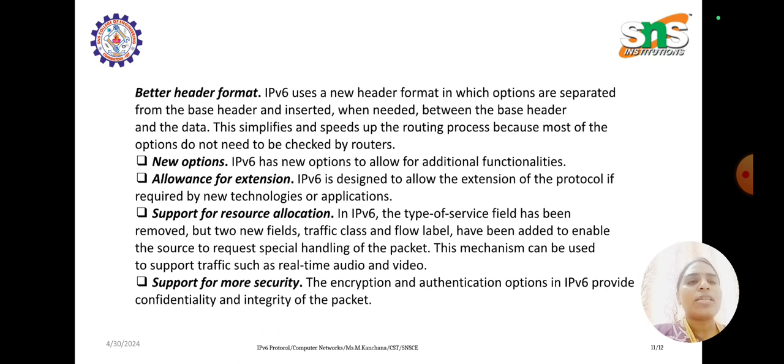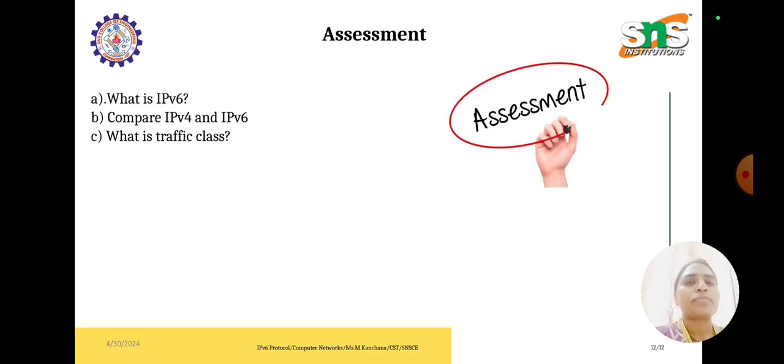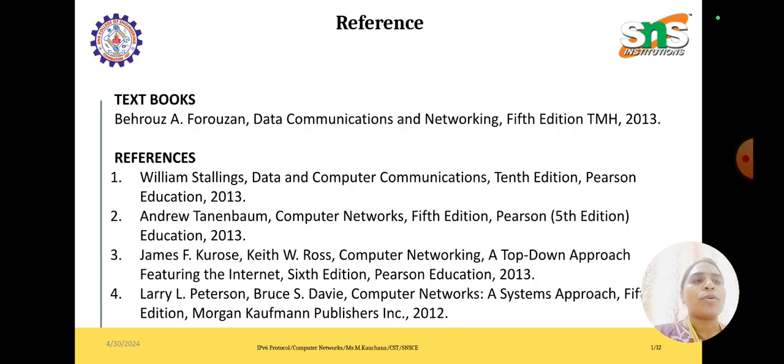In IPv6, the type of service field has been removed, but two new fields, traffic class and flow label, have been added to enable the source to request special handling of the packet. This mechanism can be used to support traffic such as real-time audio and video. The encryption and authentication options in IPv6 provide confidentiality and integrity of the packet. So these are all the things we have discussed in the IPv6 protocol.